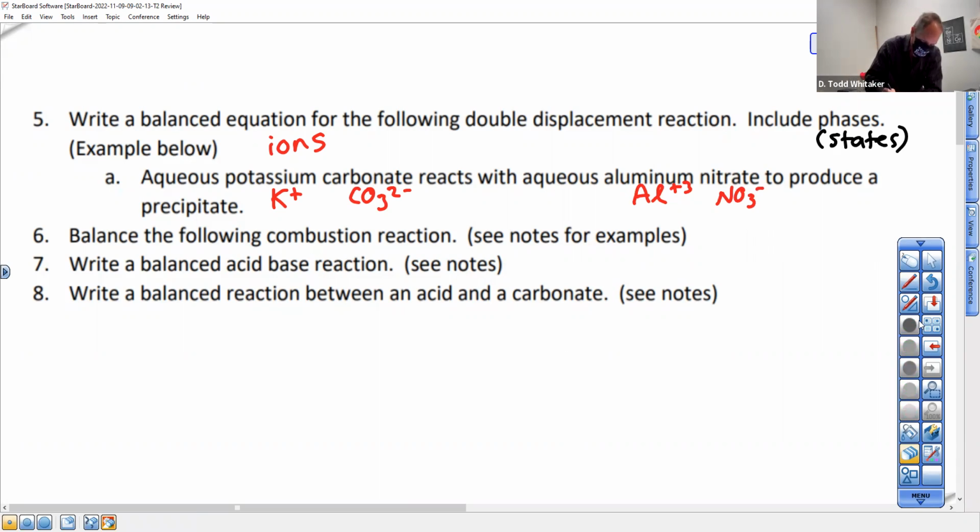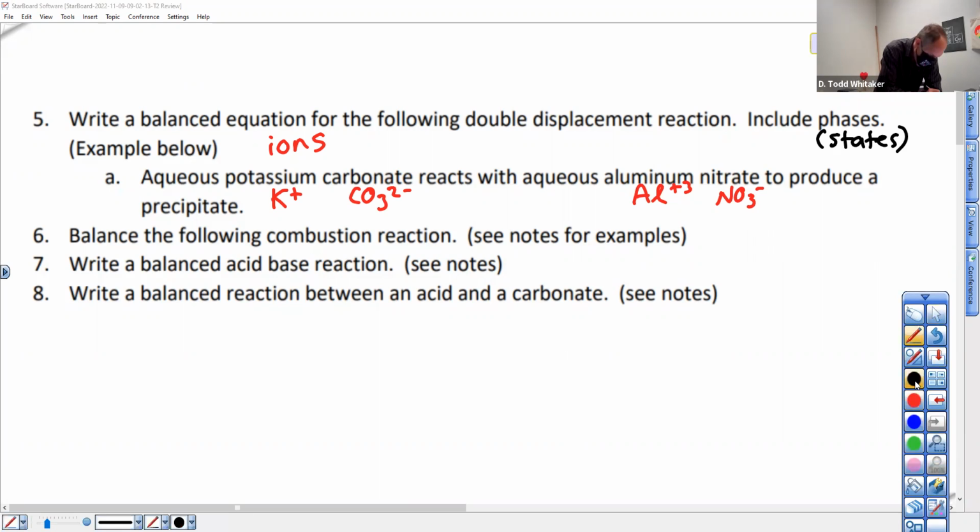So when I'm doing 5, oh no, I hit the mouse. Don't hit the mouse. 5.